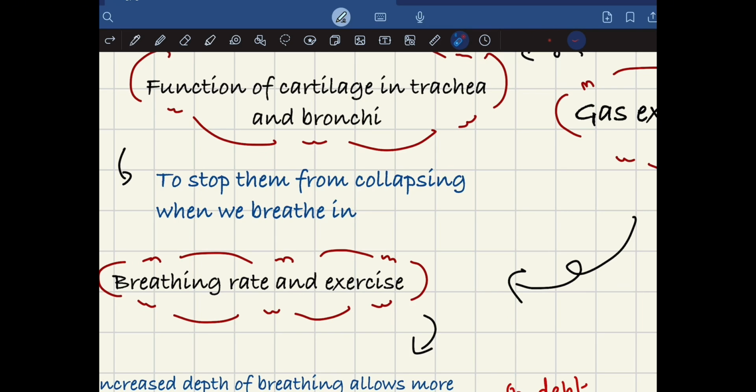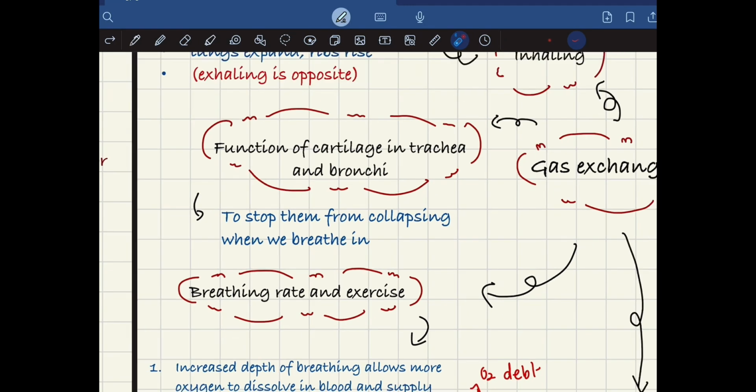Now, basically, when we're inhaling or exhaling, we're doing it in high pressure. We're putting a good amount of pressure into our lungs. So if we don't have a support like cartilage, our trachea and bronchi will fall apart. So this is why you need cartilage. It's basically like a support, like the backbone of trachea and bronchi.